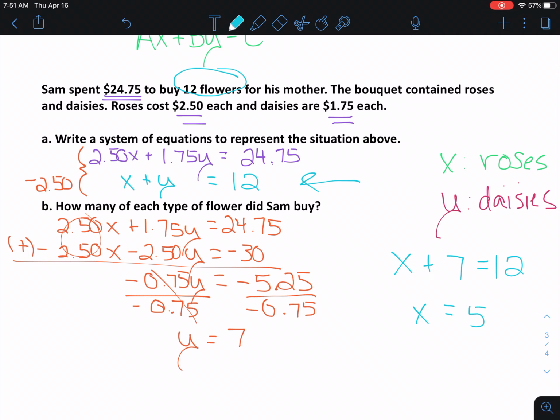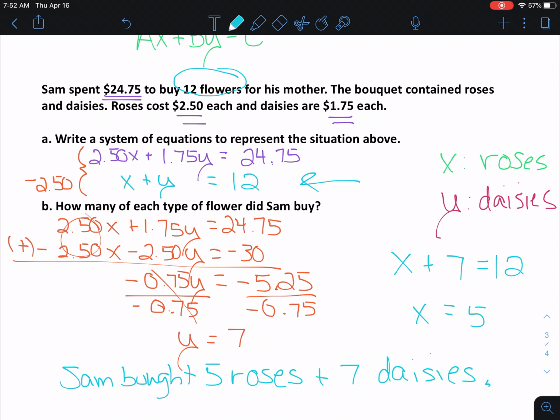Now I don't want to write my answer as an ordered pair here, because it asks how many of each type of flower Sam bought. So let's write it out. x is 5, and that represents roses. So we're going to say Sam bought 5 roses and 7 daisies. And this is my answer right here.